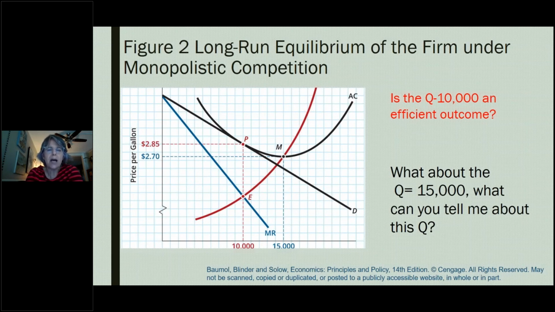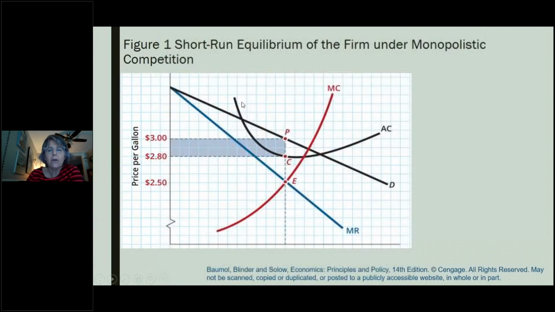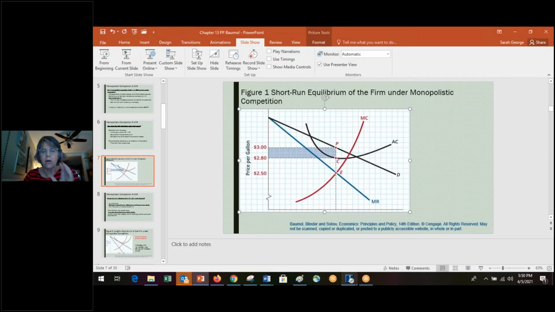So here is a monopolistically competitive firm. It always cuts off up here at the top. I'm never quite sure why, but just remember that, whoopsie, where'd it go? Okay. I got lost there for a second.